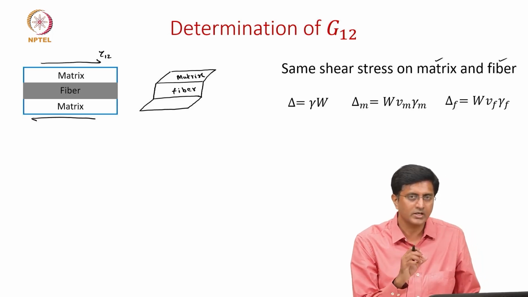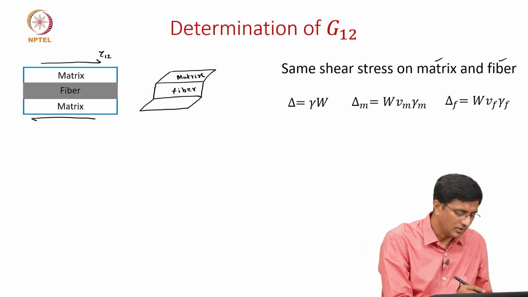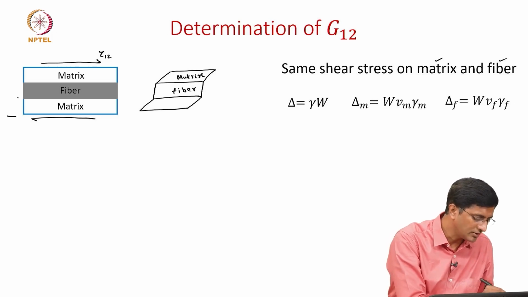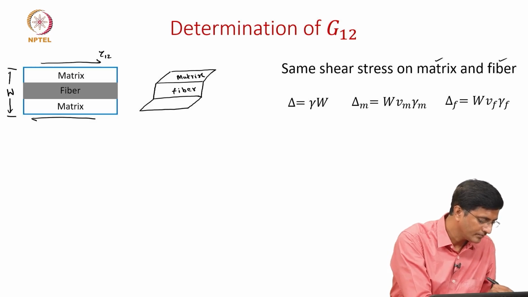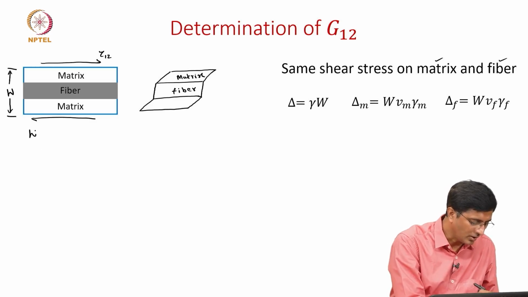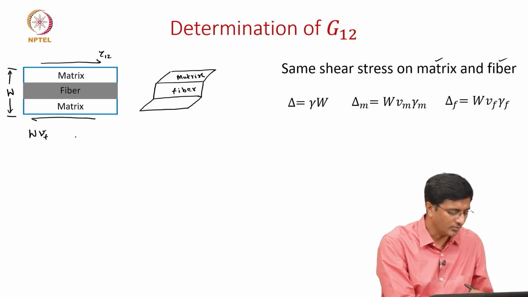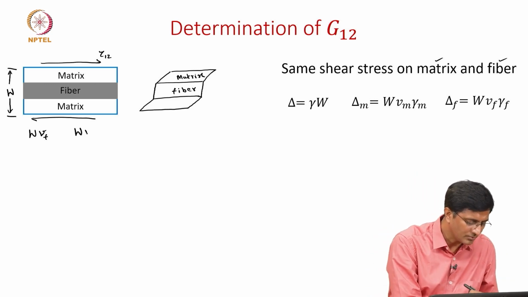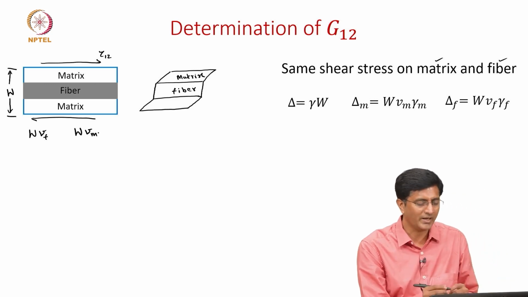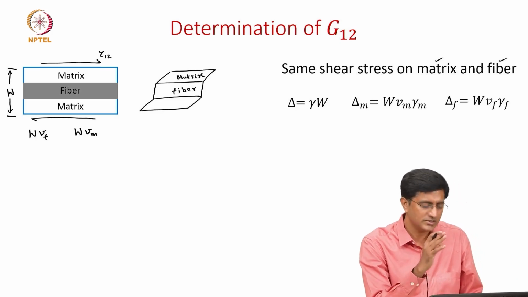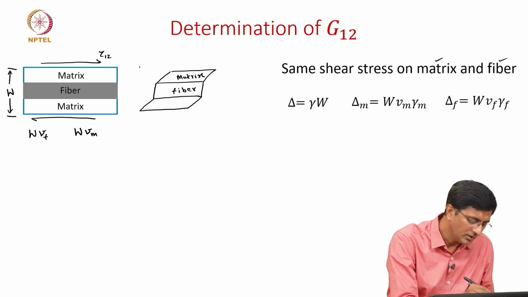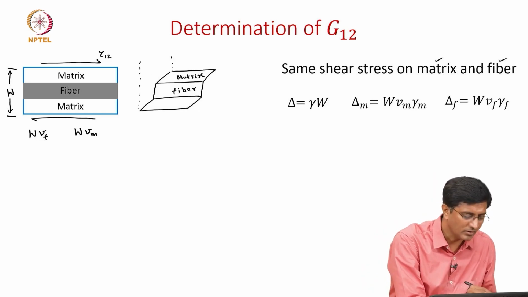Now let's look at the deformation. Let's say the total width is given by W, and of course W times VF will give you the width in the fibers, and W times VM will give you the width in the matrix material. But delta here is, because of the change in the shape, let's say this is the delta we are looking at.